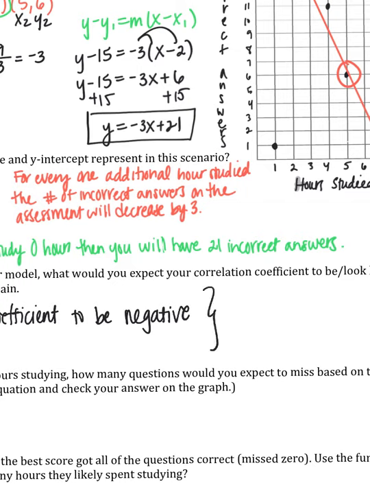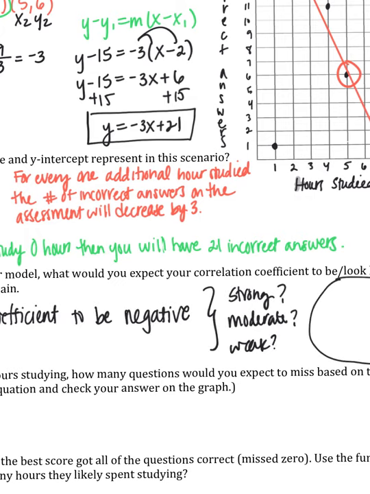What do you think about it being strong, moderate, or weak? I want you to go ahead and answer that question on your own and be ready to justify in class why you think so. This is something that we will go over together. Strong, moderate, or weak, and why?